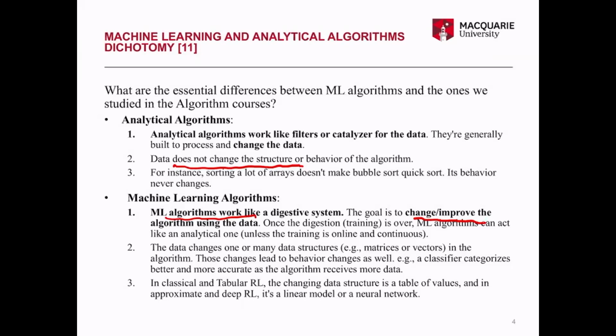For instance, in the analytical one, if you sort a million arrays with a bubble sort, you're not going to make it a quick sort. But in machine learning, that's the case. The algorithm changes itself and improves itself. And in classical and tabular reinforcement learning, which is our topic today, the changing data structure is a table of values, and in approximate and deep RL, it's a linear model or a neural network.